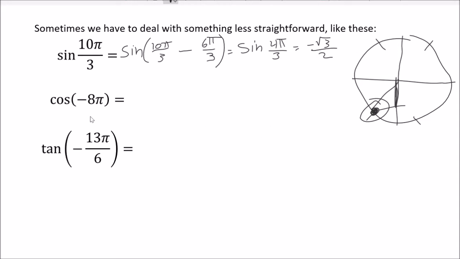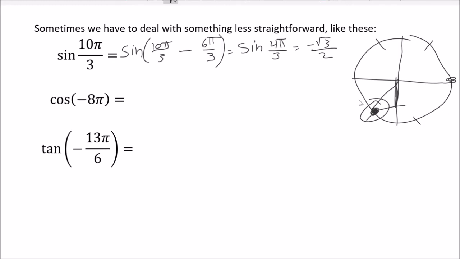What about the next one? Two layers of difficulty on this one. We're both going backward and we're going more than one revolution. So let's think about that. If 2 pi is a single revolution, how many revolutions is 8 pi? It's probably 4. So this is telling us we're going backward on the circle through 4 full revolutions.